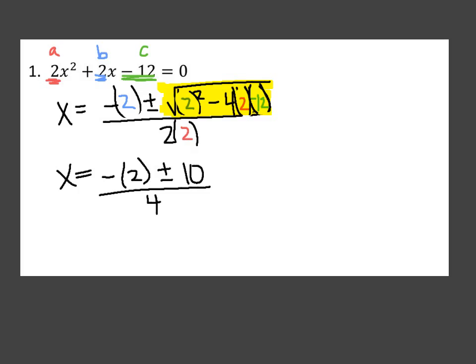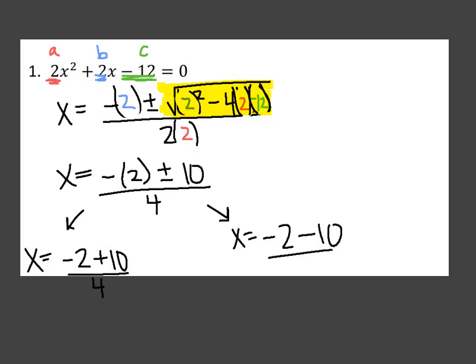Now, this plus or minus symbol that we have tells me that my two answers depend on whether I add or whether I subtract. So I'm going to split this up into two pieces as negative 2 plus 10 divided by 4 and negative 2 minus 10 divided by 4. Now I simply have to calculate each one.